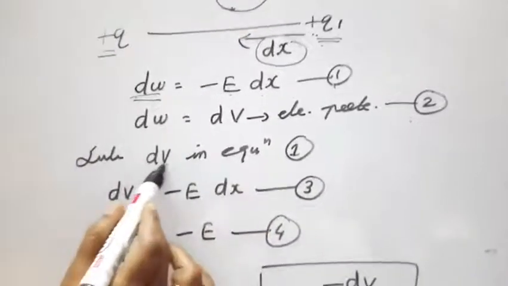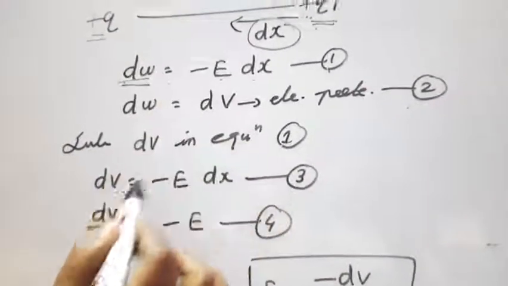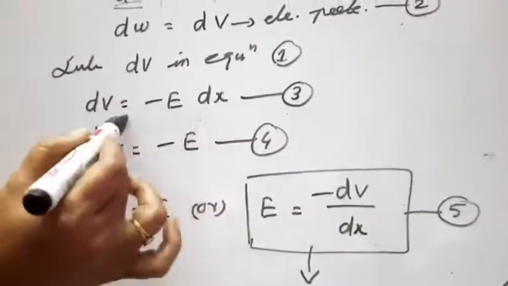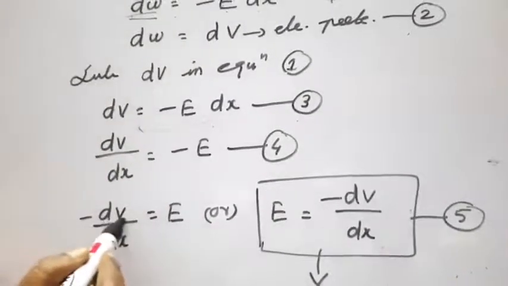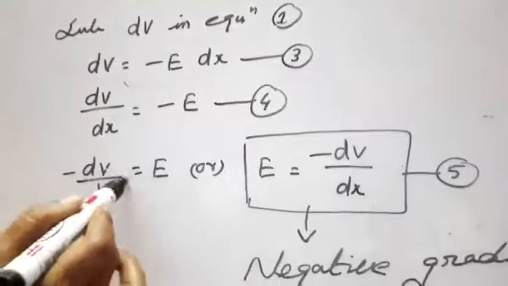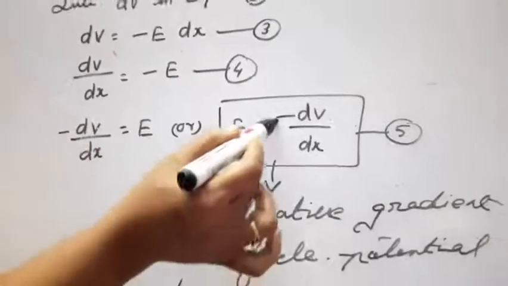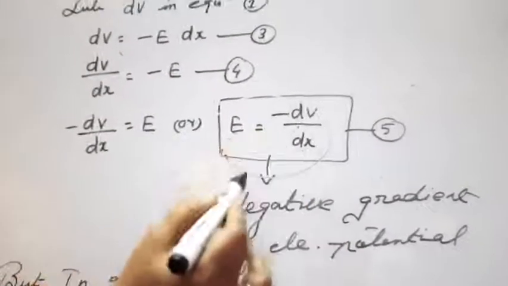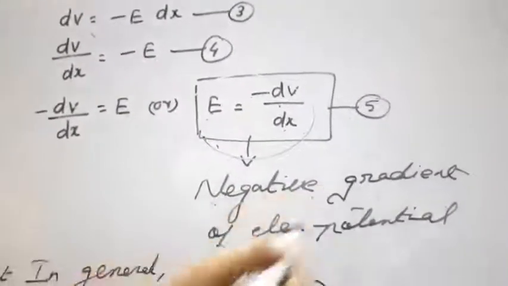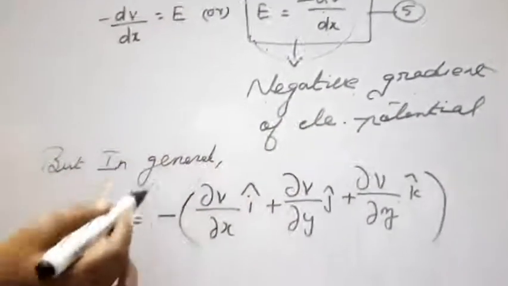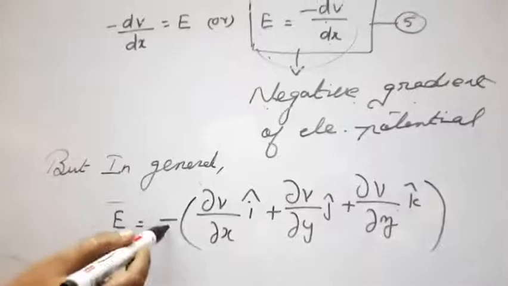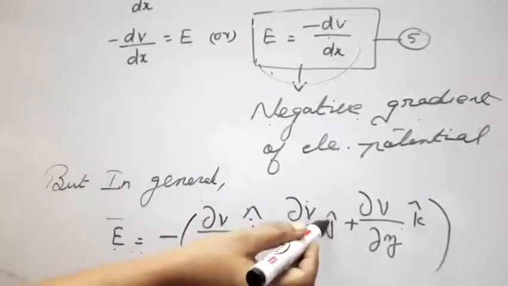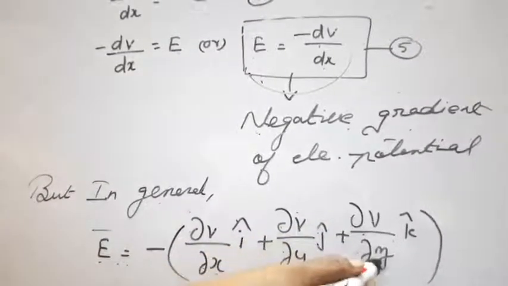This dV we substitute in equation 1. Therefore dV equal to minus E into dx, third equation. Next dV by dx equal to minus E, and taking the minus sign out, minus dV by dx equal to E. Therefore E equal to minus dV by dx. This is the relation between E and V, and this equation is known as the negative gradient of electric potential. In general we write E equal to minus of (dou V by dou x into i cap plus dou V by dou y into j cap plus dou V by dou z into k cap).